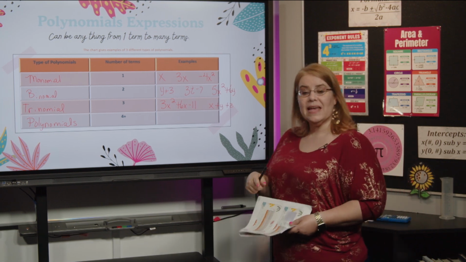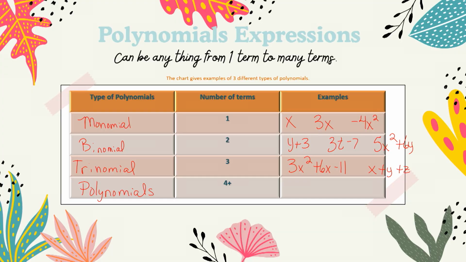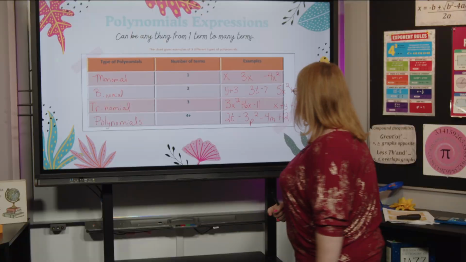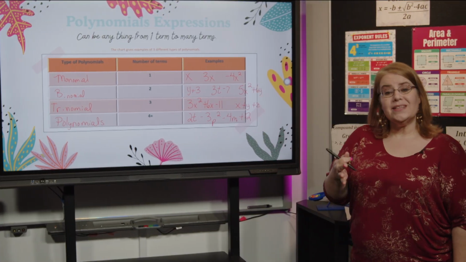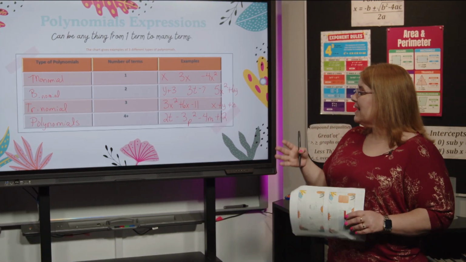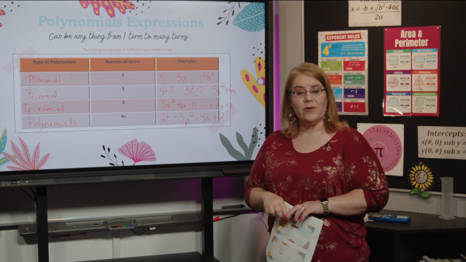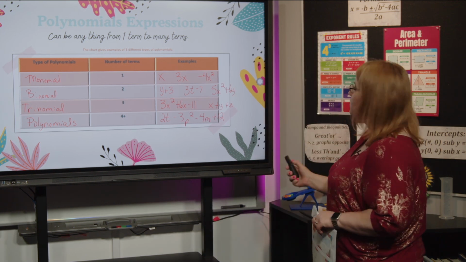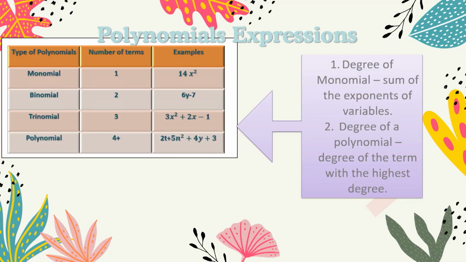So let's get an example of that polynomial. I've got 2t minus 3p squared minus 4m plus 12. Okay, that's 4 terms, 3 different variables. So that is a wonderful example of a polynomial. So let's look some more. It says polynomial expressions, and here is what we had earlier.